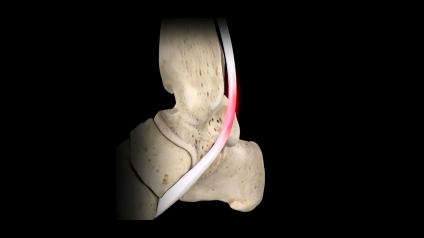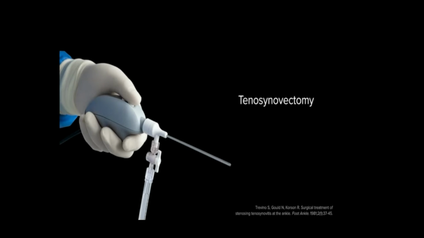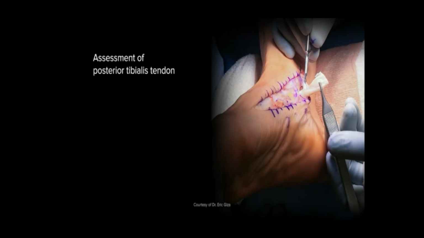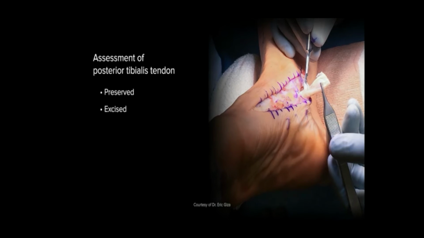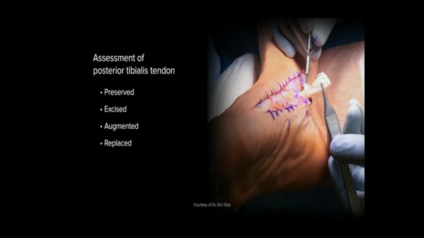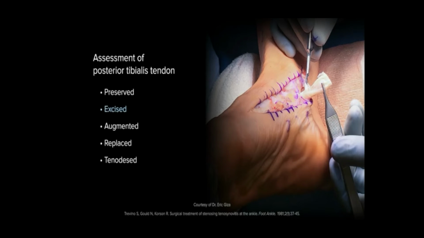Procedures associated with the tibialis posterior tendon include either an open or arthroscopic tenosynovectomy and assessment of the degenerative posterior tibial tendon to decide whether it will be preserved or excised, augmented, replaced, or tenodiced. Most surgeons choose to excise a non-functioning tendon that is a pain generator.